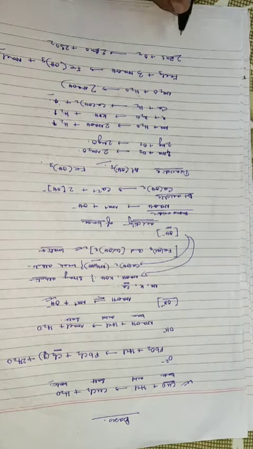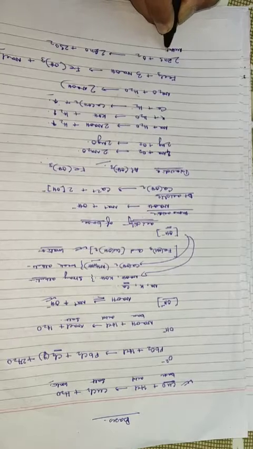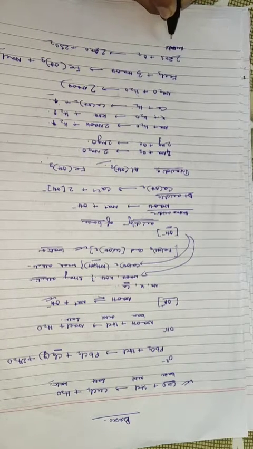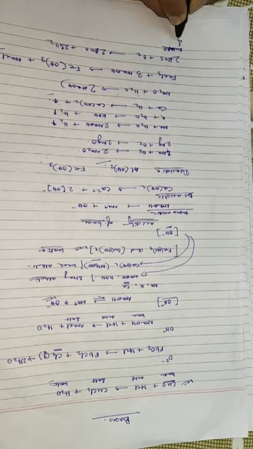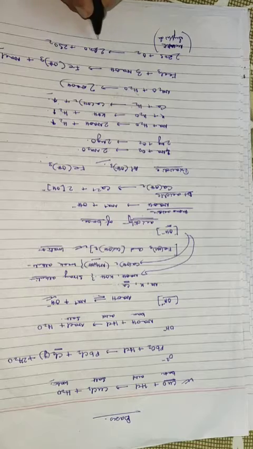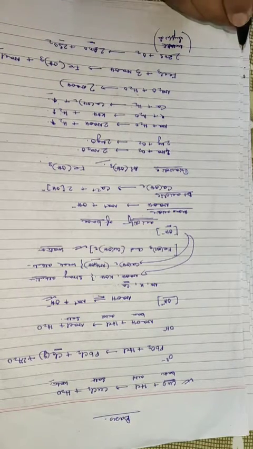Now by the action of oxygen, when zinc sulfide reacts with oxygen, it will give zinc oxide plus sulfur dioxide. This is metallic sulfide plus oxygen, it will give metallic oxide plus sulfur dioxide.